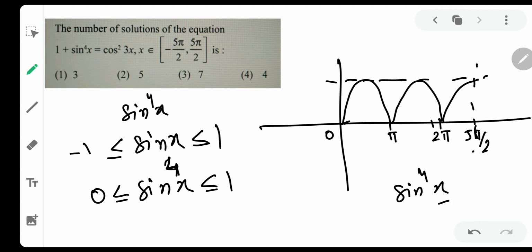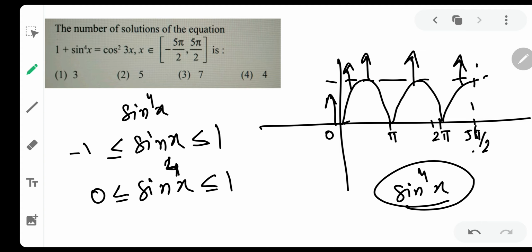As the power is even, sin^4 x is an even function, no matter that sin x is an odd function. To the left hand side also the same graph can be drawn up to minus 5 pi by 2. I hope there is no doubt about the same. But they are saying 1 plus sin^4 x. It means the y values will all increase by 1. So all the y values will be increased by 1. It means you have to pull this graph 1 unit up.